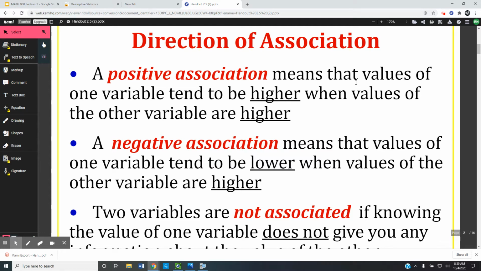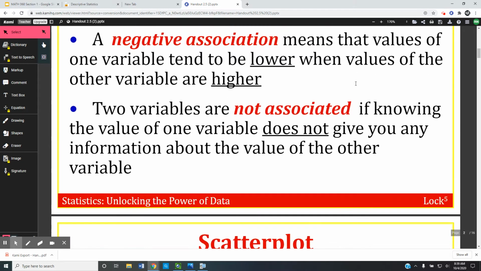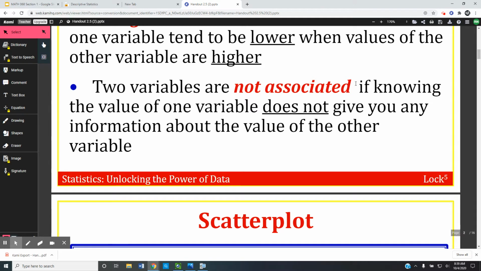A negative association means the value of one variable tends to be lower when the value of the other variable is higher. As my explanatory increases, my response lowers itself. 2 variables are not associated if knowing the value of one variable does not give you any information on the value of the other, meaning there is no prediction that can happen based on that fact.